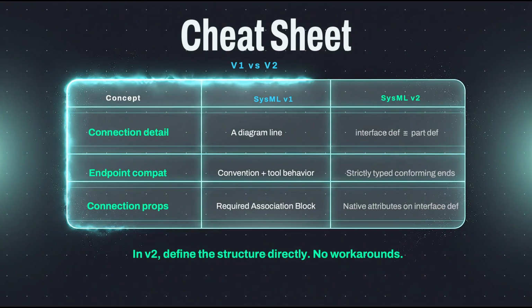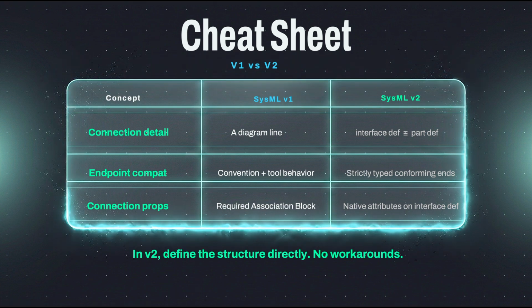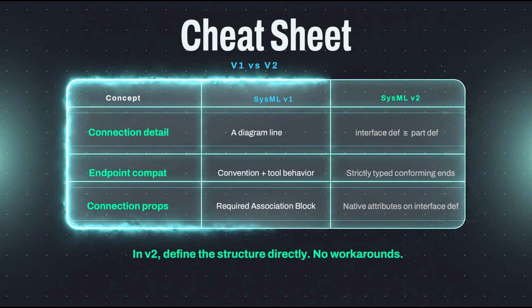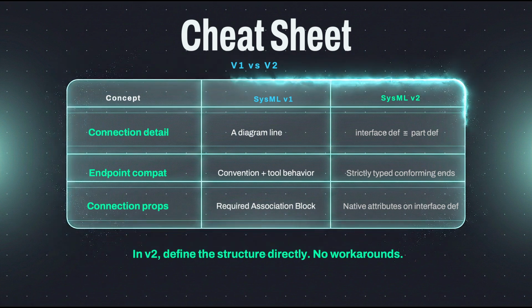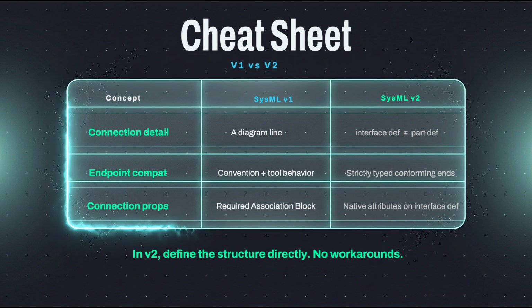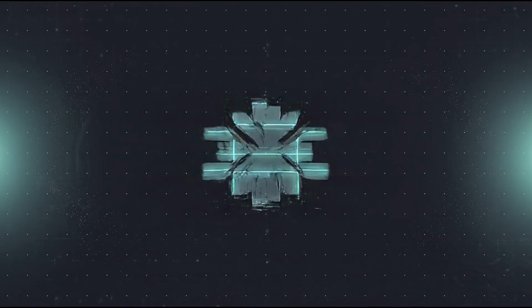In V1, a connection was often treated mainly as a diagram line, unless the modeler added extra structure via an association block. In V2, when the connection matters, we can define that structure directly with interface def. Instead of relying only on visual conventions, the V2 interface definition can say exactly what kind of port belongs at each end. And if the cable has resistance, latency, or another property that belongs to the connection, V2 gives us a natural place to model it.